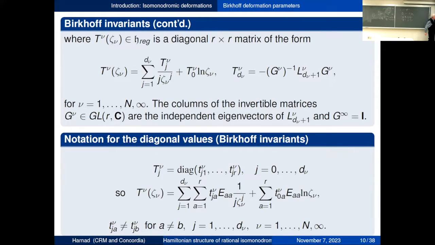You can choose this formal series so that the singular part only consists of diagonal matrices. All of them are diagonal. And the diagonal matrix elements carry 3 indices. So the rank, we go from 1 to R. The order, the degree of the poles, we go from 0 to the Poincaré index, and the location of the pole. So we have a triply indexed set of parameters, which we will hence call the Birkhoff invariants.